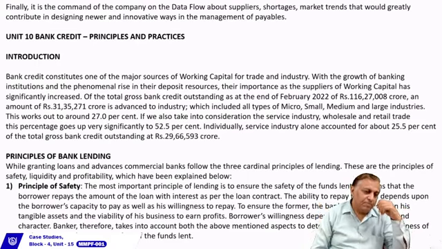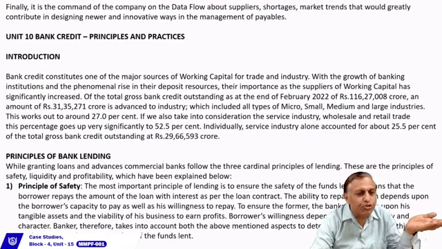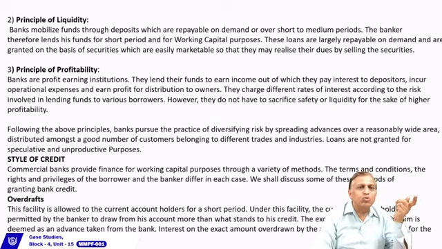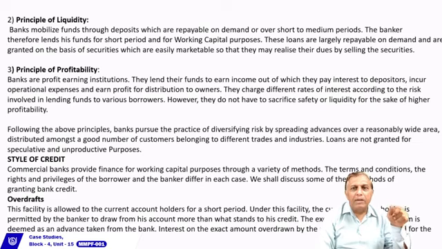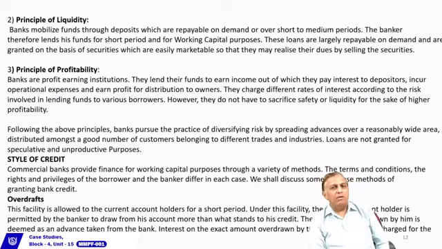Because it is their main business. They extend the credit to the vendors, but they need the safety quotient also. So they take it as a principle. Principle of liquidity. Banks mobilize funds through deposits which are repayable on demand or over short to medium periods. The banker therefore lends their funds for short periods and for working capital purposes. These loans are largely repayable on demand and are granted on the basis of securities which are easily marketable so that they may realize their dues by selling the securities if the time comes like that.